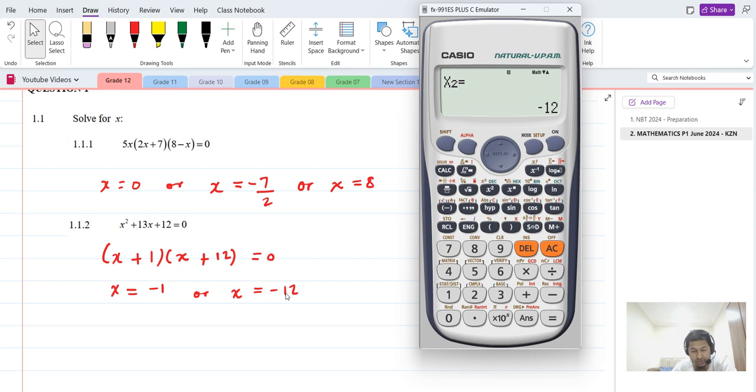So all I'm going to do is work backwards. I'm just going to take this over, so I will get x plus 12, and take that over, I'll get x plus 1. I hope you understand, guys.